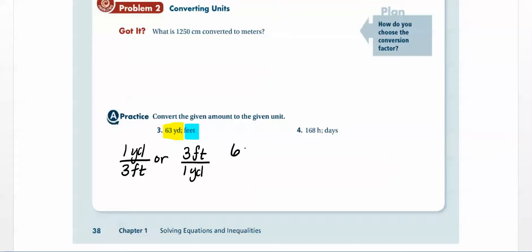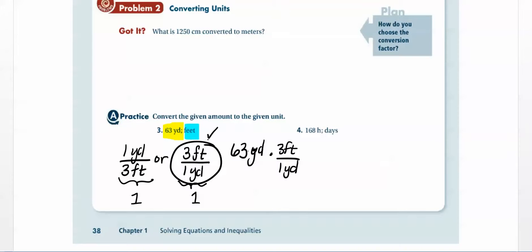So we're going to take, and remember, this is just a 1. Both of these are just 1s because these quantities are the same. So we're going to multiply 63 by a 1. You can multiply 63 by 1 and it won't change its value, right? But the one I'm going to multiply it by is going to be this one. So it's 63 yards times 3 feet over 1 yard. Now the reason I chose this second one here is because I want the units to cancel.